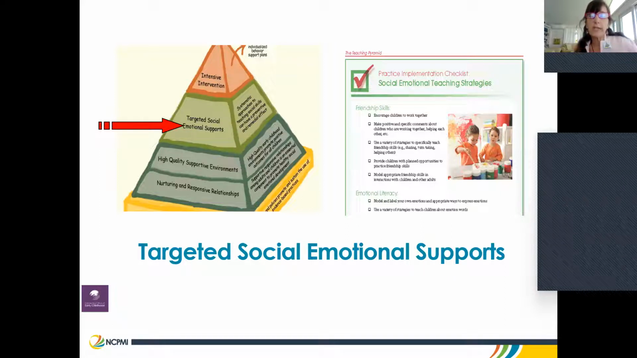Today, we're really looking at the green second tier, which is targeted social emotional supports. And when we're looking at these, there are some children who need some more help in these skills. Some children it comes more naturally to, but when we target these certain skills like friendship skills today, it is going to help all the children in the class. But we're going to definitely be intentional about certain children in our classrooms who do need more help with friendship skills.